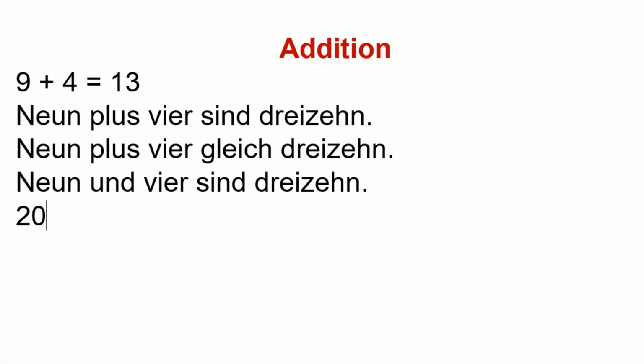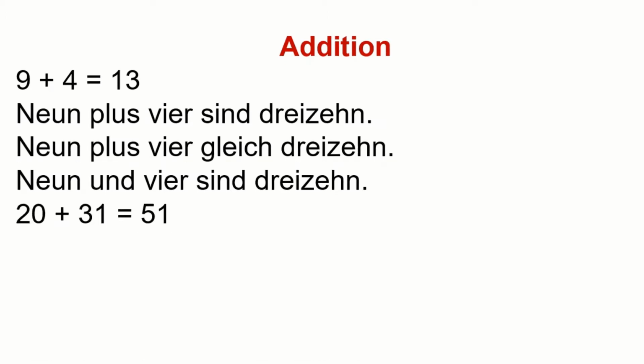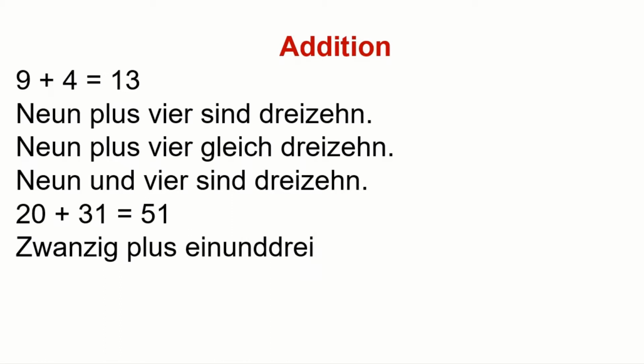20 plus 31 is 51. In German, it will be 20, which is our 20, plus 31, which is our 31, sind 51. 51 in German, as you remember, is 51. Sind 51.